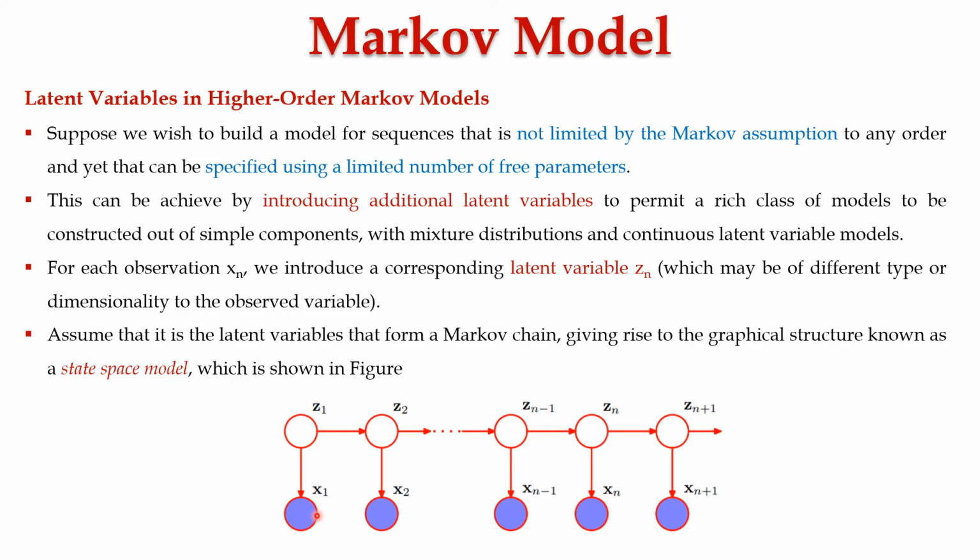Here, let's consider data points x1, x2, xn minus 1, xn, xn plus 1 as observed data, and z1, z2, zn minus 1, zn and zn plus 1 as latent variables. Latent variables cannot be observed directly. We have to assume as if they exist. We can notice that there are no direct dependencies between the observed data, but observed data depends on its hidden variable, and the hidden variable depends on its previous state, as given in this diagram.